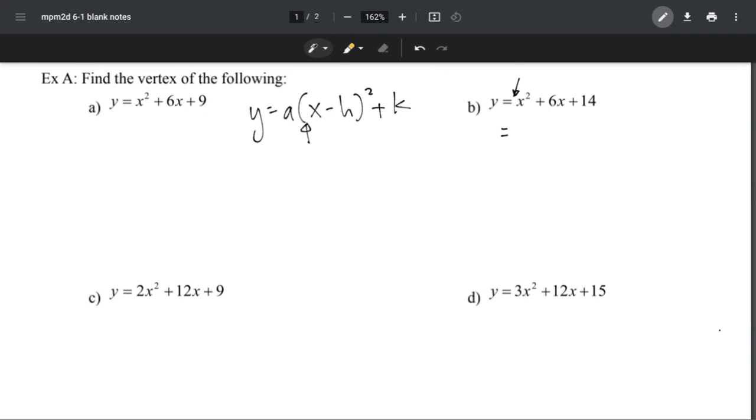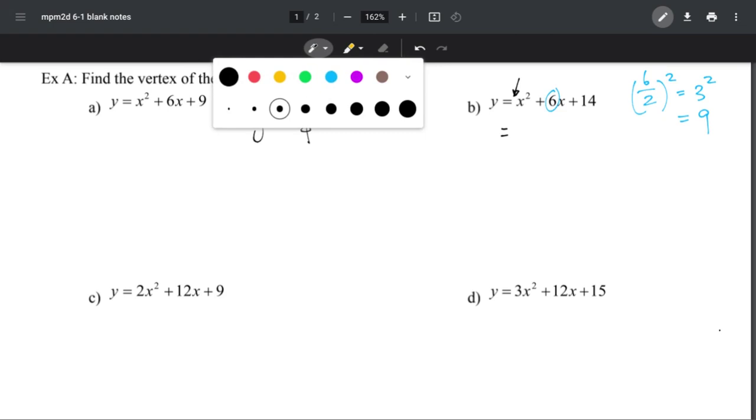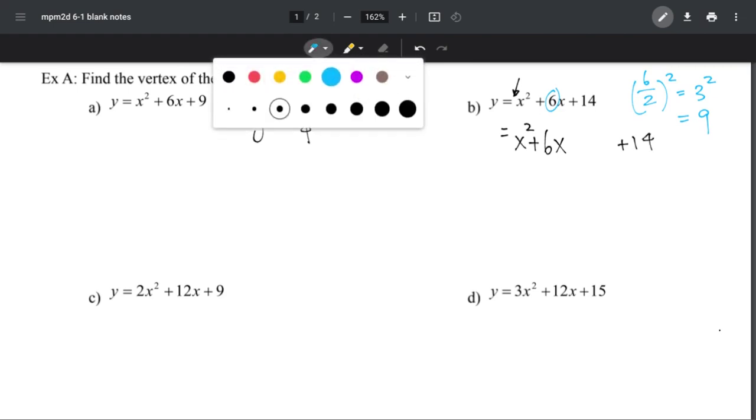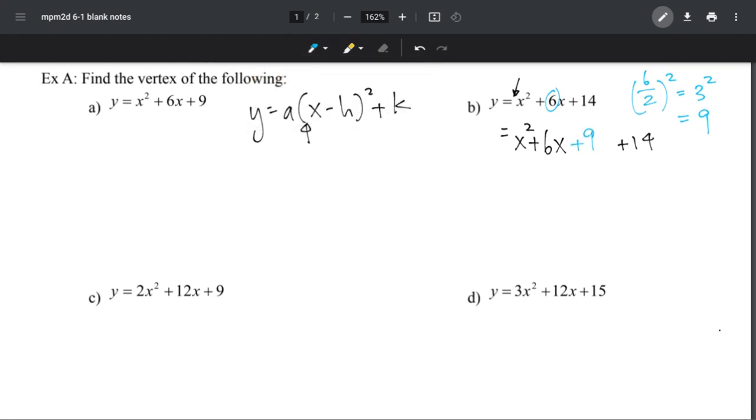So what I'm going to do is take this middle number that's in front of the x, the 6, and do 6 divided by 2 squared. Okay, 6 divided by 2 squared, by the way, is 3 squared, which is 9. So now I'm just going to add in that 9. x squared plus 6x and plus 14, these are all from the original. And I'm just going to add a 9 into the middle, right there. But I can't just add 9, that's illegal. So I'm also going to subtract a 9 because then I'm adding 0, right? 9 minus 9 is 0.